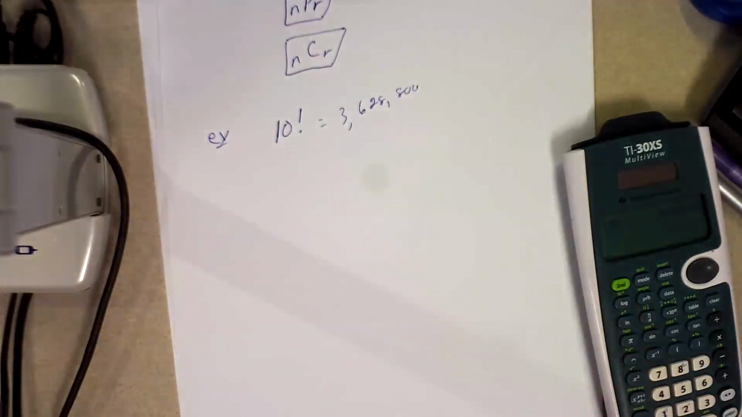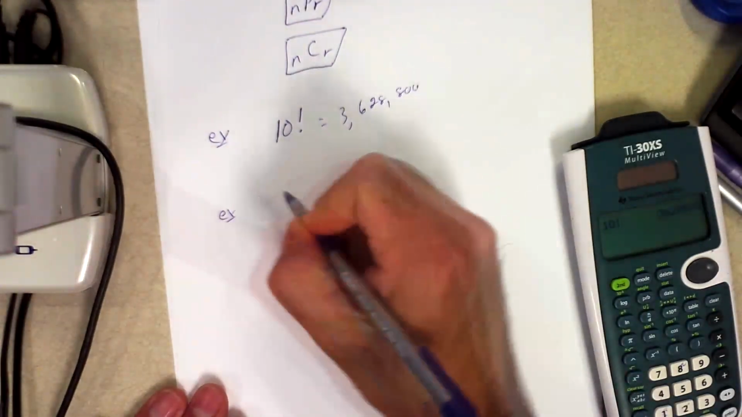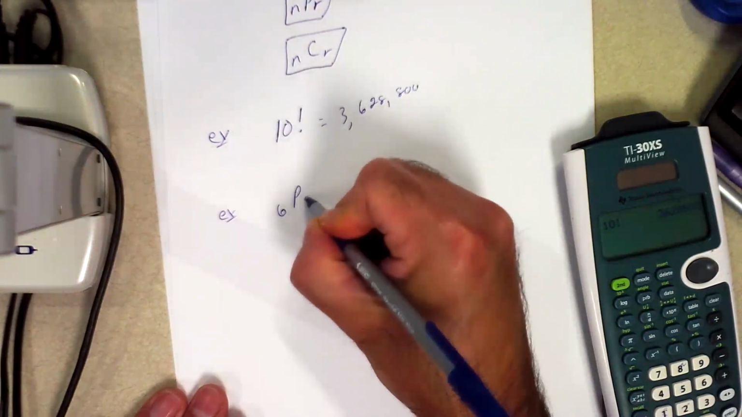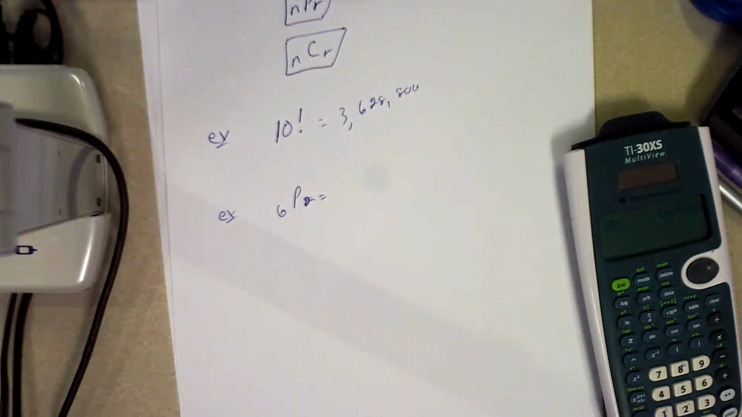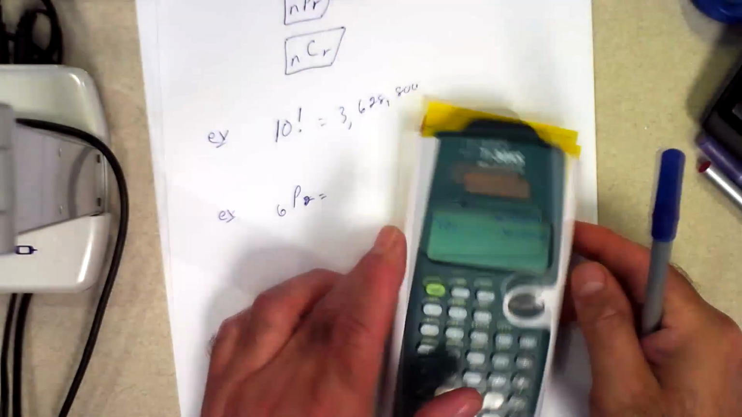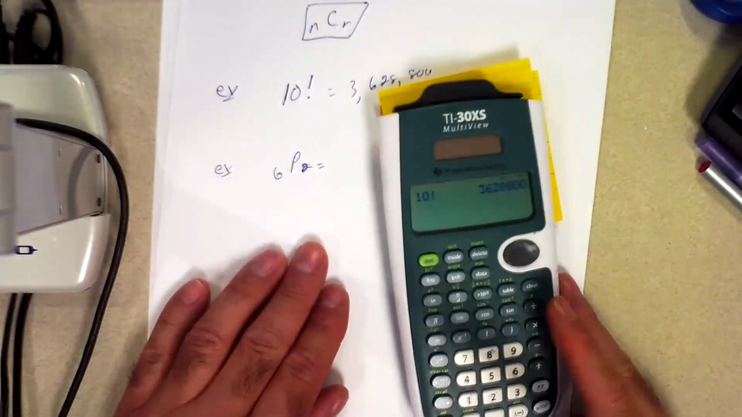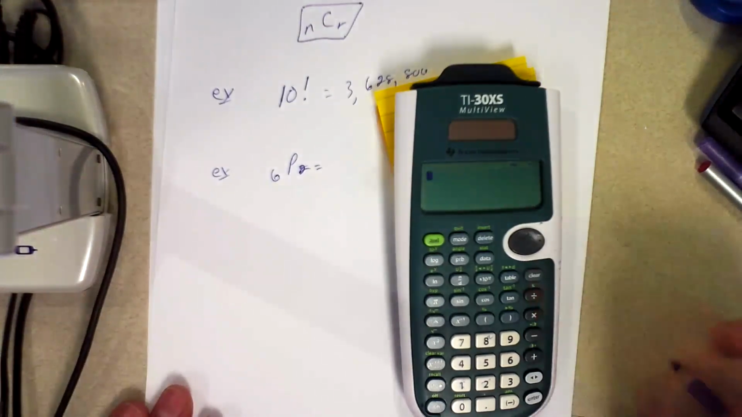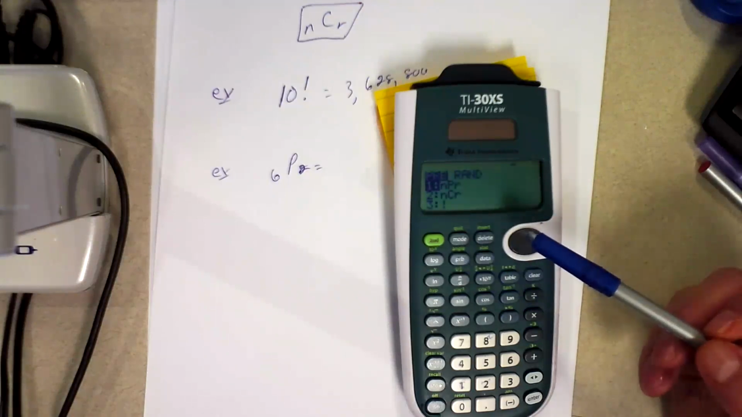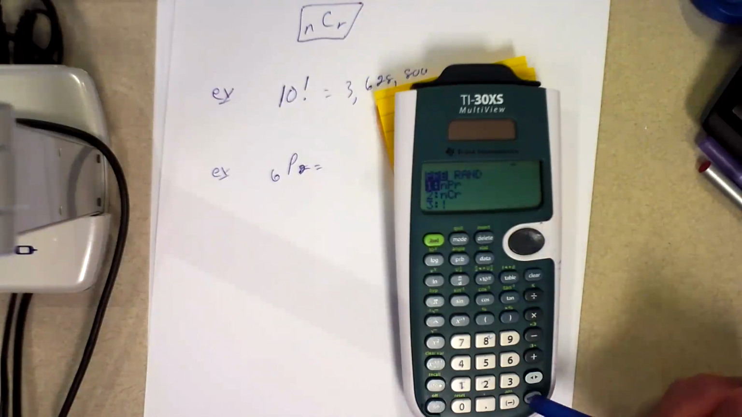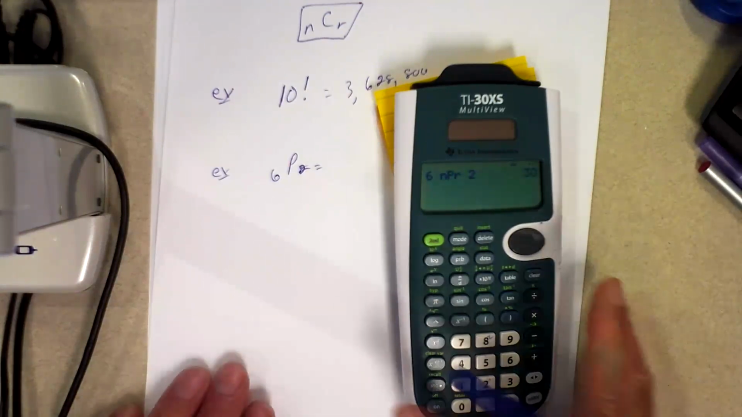How would you do 6P2? Good question. So 6P2. I put 6, PRB. I want the P, that's already on there. And the result is 30. 30 is our answer.